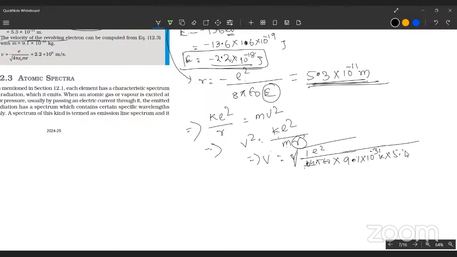That is 5.3 into 10 to the power minus 11. So E square, it will come out of the root over, so it will be E. So B equal to E by this one, or you can put the value of E as well, and you can find the square root. This calculation will be a little bit lengthy, but you have to approximate.